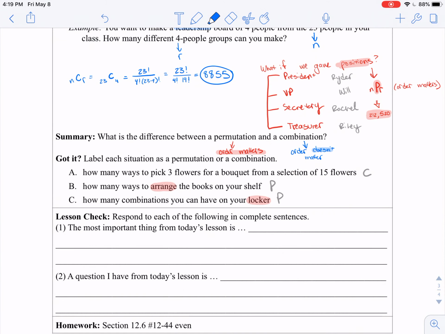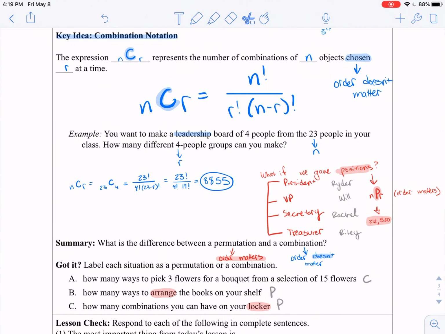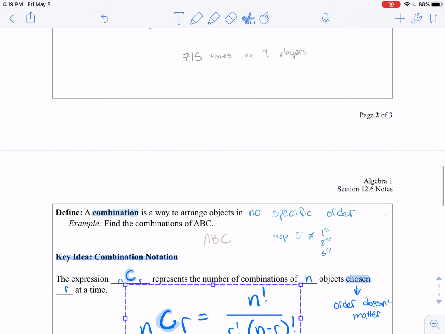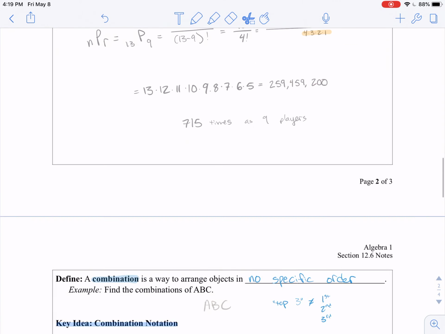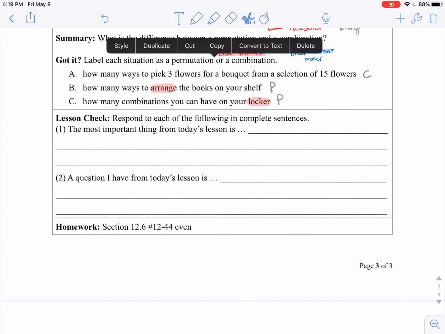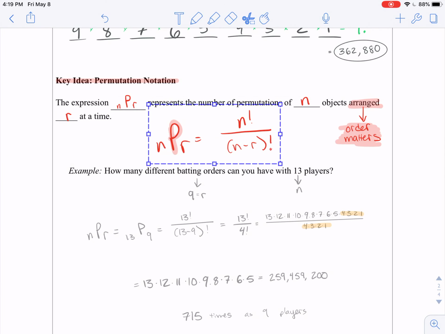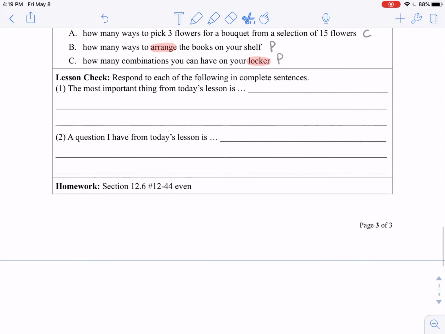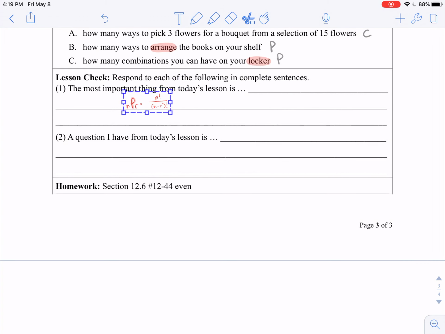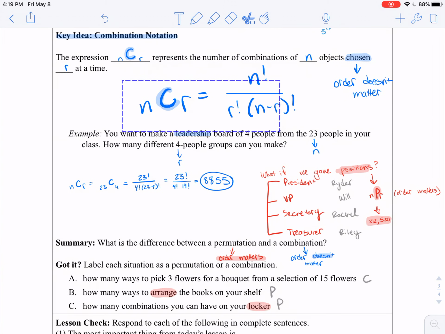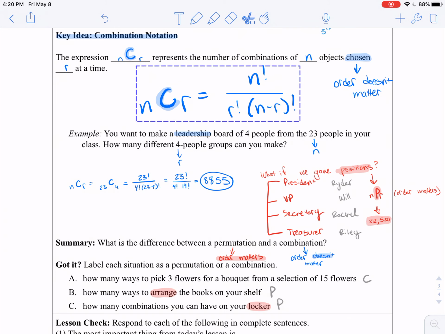Okay. The key ideas from today: remember to write down these formulas. They are super important. The combination formula and the permutation formula. In fact, if we put them together, this is one last thing I wanted you to see. Here it is. Here's the formula for a permutation, and here's the formula for a combination.